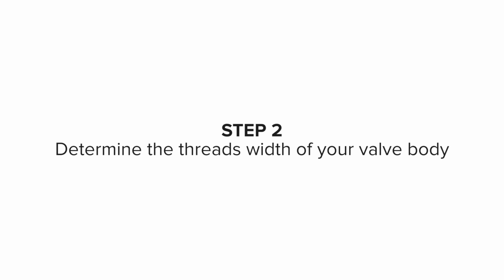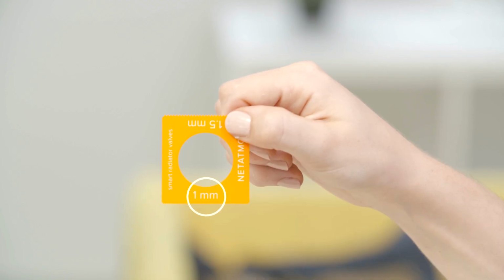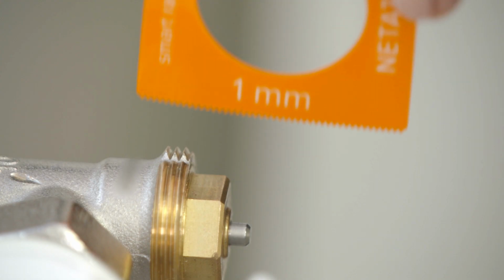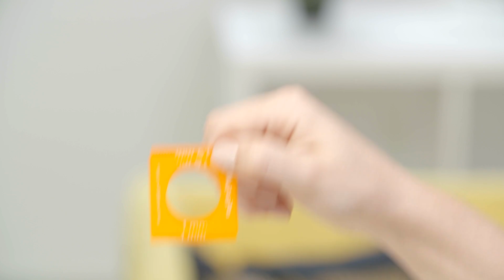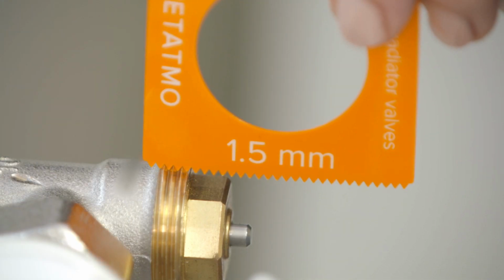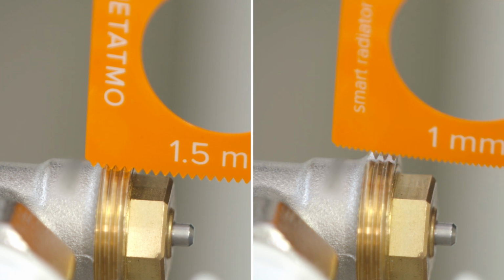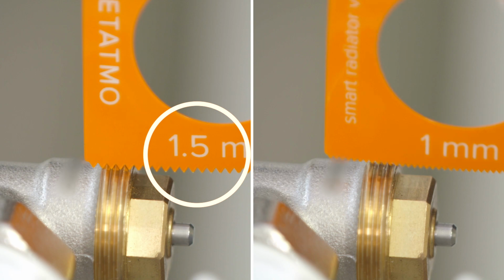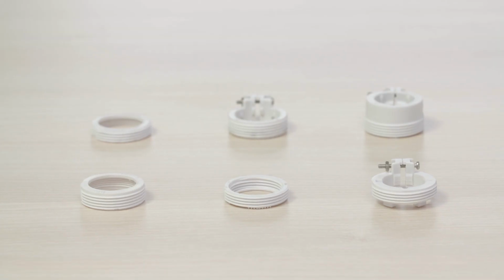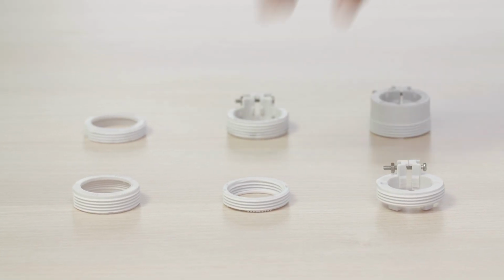Step 2. Determine the thread width of your valve body. Take the template and place the 1 mm sided teeth into the threads of your valve body. Now, place the 1.5 mm sided teeth into the threads of your valve body. The teeth of the template that are in line with the threads on your valve body indicate the thread width of your valve body. The pack contains the adapters compatible with most valve bodies.